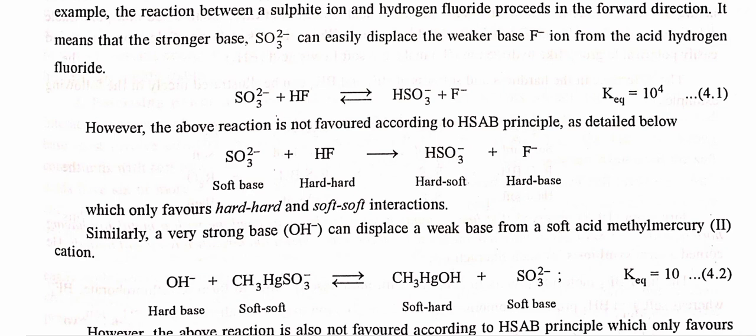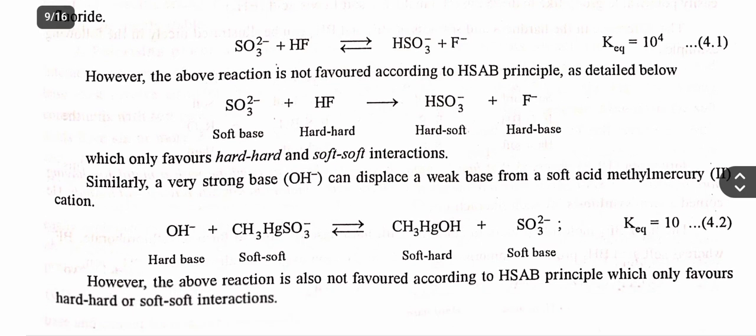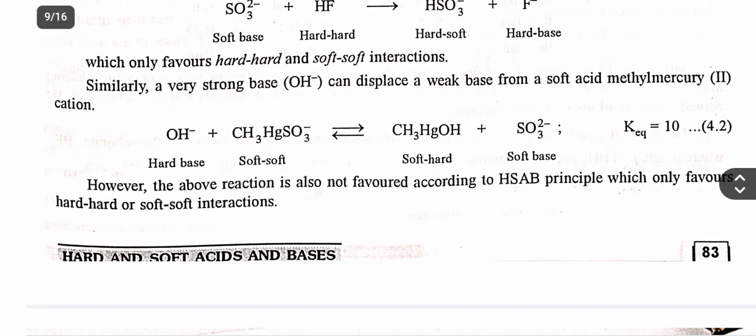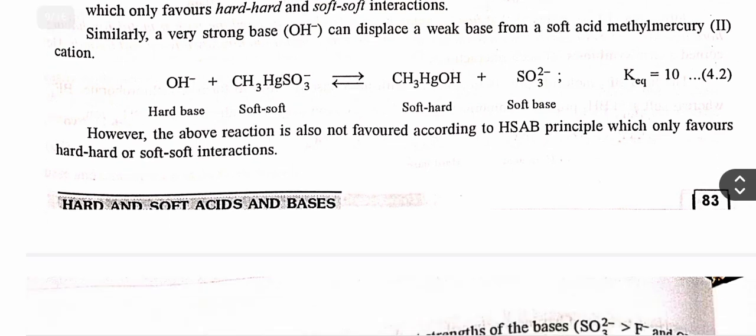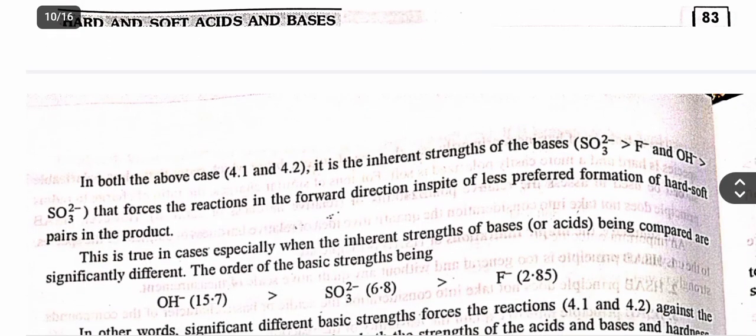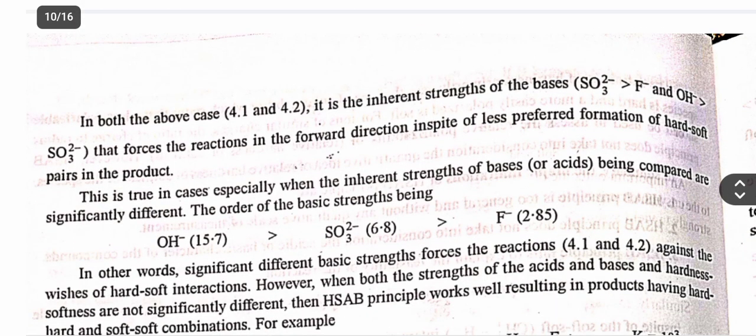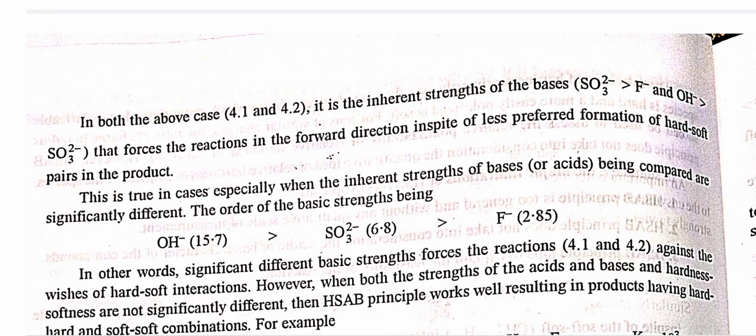Similarly, a very strong base OH- can displace a weak base from a soft acid, the methyl mercury cation. However, the above reaction is also not favored according to the HSAB principle, which only favors hard-hard or soft-soft interactions. In both the above cases, it is the inherent strengths of the bases that forces the reactions in the forward direction in spite of the less preferred formation of hard-soft pairs in the product.